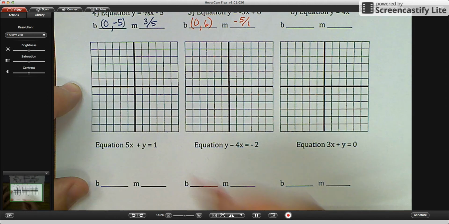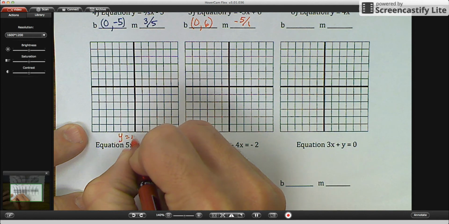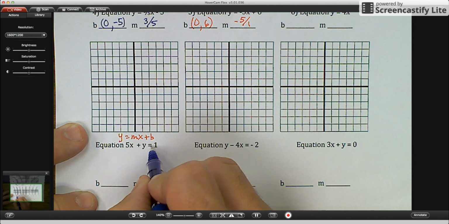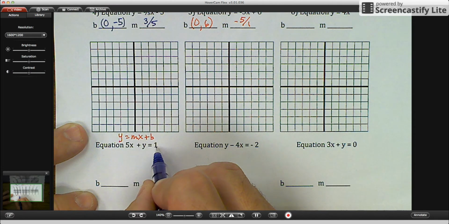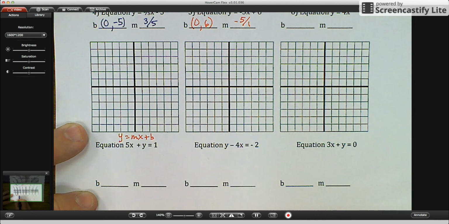But what I'm noticing is that my slope-intercept formula is y equals mx plus b. And I notice that this is not in that order. I notice that my 5x is on the left side of the equal sign instead of the right. So that's out of order. I notice my y is on the left side of the equal sign, so that's fine. And my b, which is 1, is on the right side of the equal sign, so that's fine. So what I'm going to have to do is convert this equation so that it looks like y equals mx plus b.